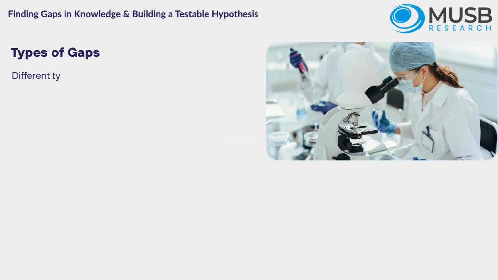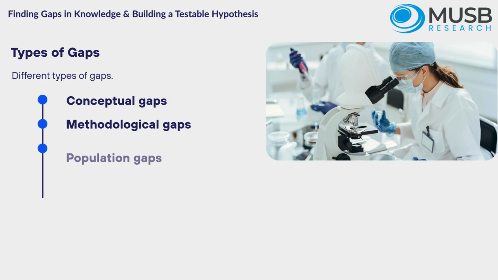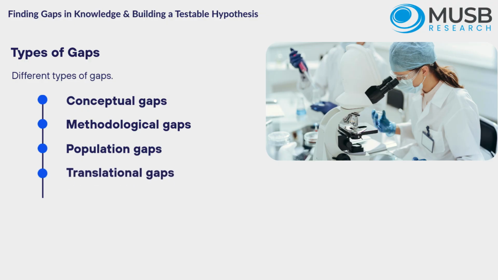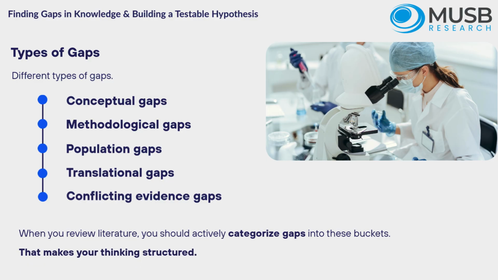There are different types of gaps. Conceptual gaps: we don't understand the mechanism. Methodological gaps: the tools used are outdated or incomplete. Population gaps: tested in mice, not in humans. Translational gaps: strong lab data but no clinical trials. Conflicting evidence gaps: two strong studies disagree. When you review literature, you should actively categorize gaps into these buckets. That makes your thinking structured.